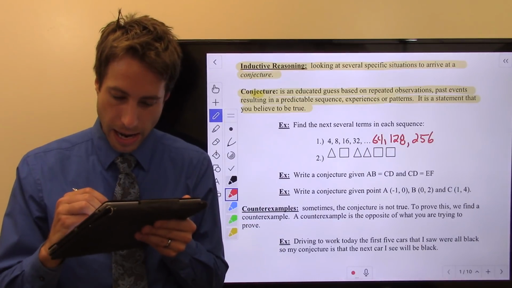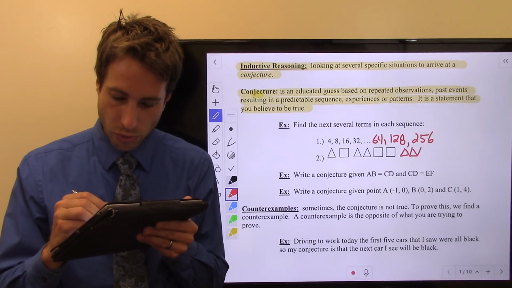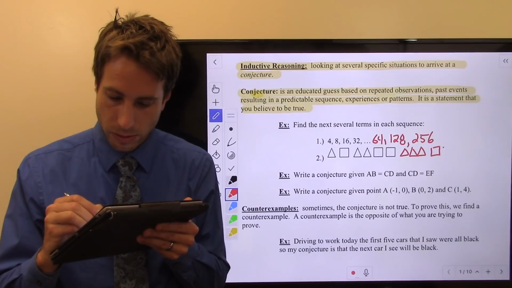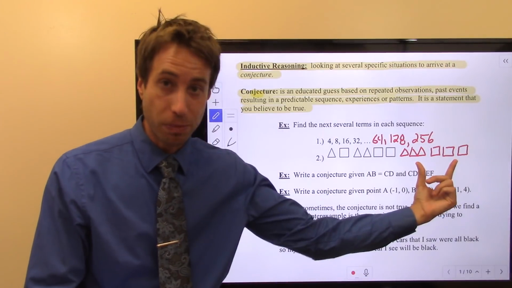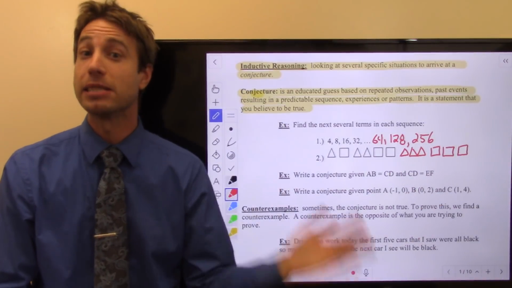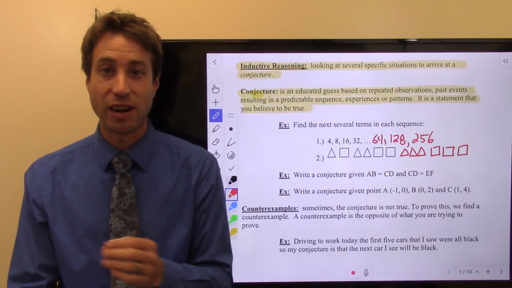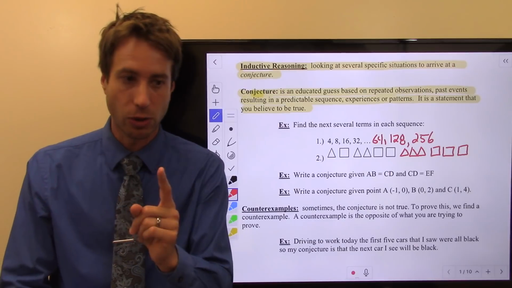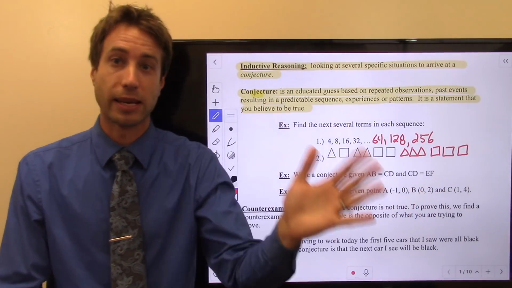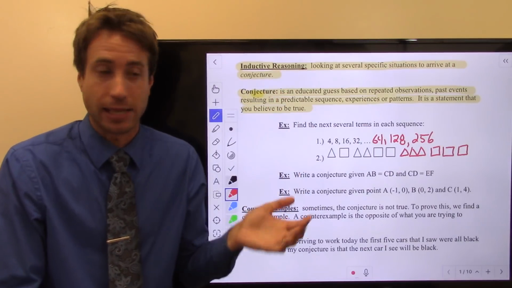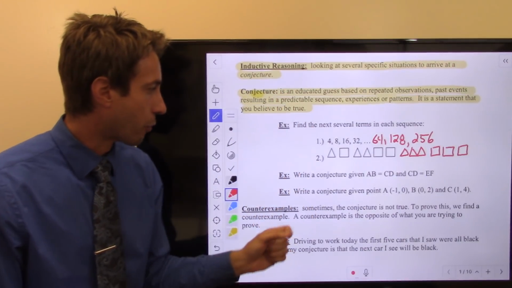Based on the pattern, I would say probably 3 triangles, 3 squares. My conjecture is that will be the next set in this series, based on a pattern that I've recognized, based on previous experience. 1 triangle, 1 square. 2 triangles, 2 squares. 3 triangles, 3 squares, right? It's a great guess, but it's an educated guess. I'm guessing, okay?